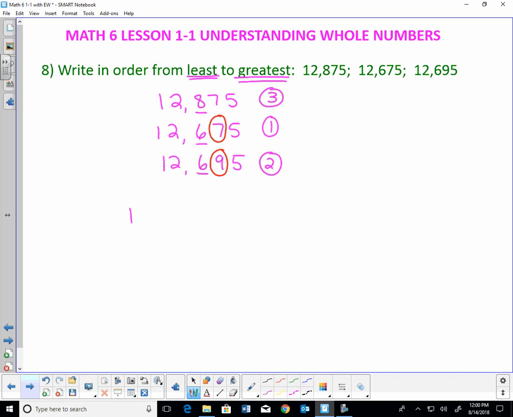12,675. Let me write that again. Because I'm using commas in my numbers, I probably should use semicolons between my numbers. 12,695, and last but not least, 12,875. Notice you can't have too many commas in numbers, so it's probably a good idea to put a semicolon between your numbers so that you're not confusing your commas with other commas. So here, the order would be 12,675, 12,695, 12,875.